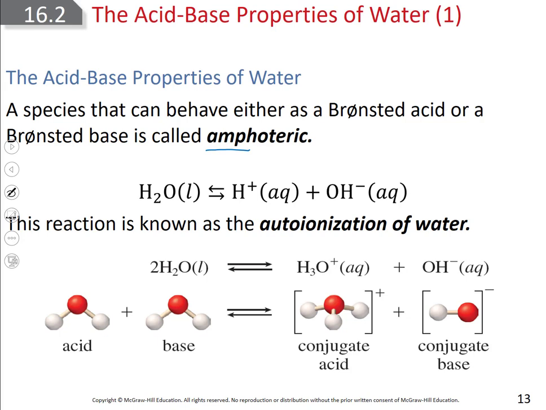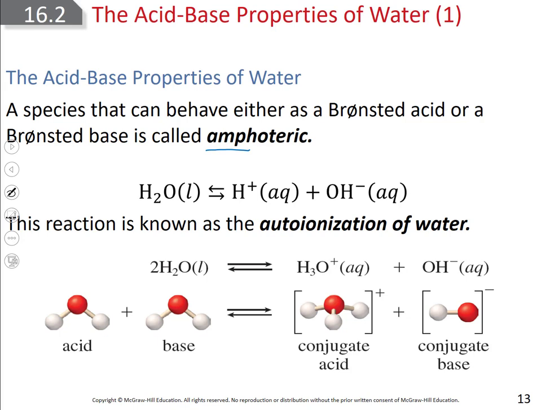So amphoteric, just like amphibious means you can be in both land or water. Ambidextrous means you can do what? Use both hands, right, both left or right hand. Amphoteric means you can both donate or accept a proton. Now, water is not the only thing that can do this. As we saw, ammonia and a few other things could also do this, but water is the most common one we see doing this.